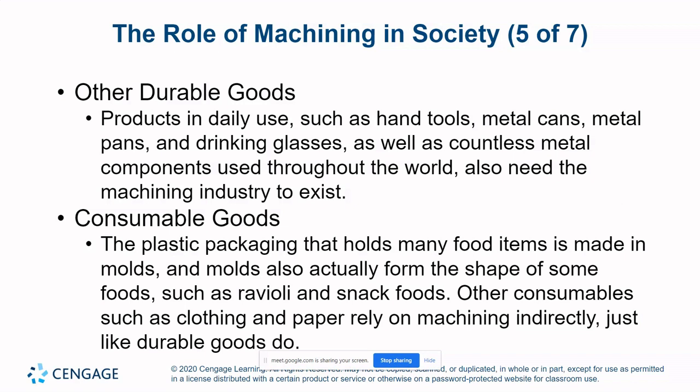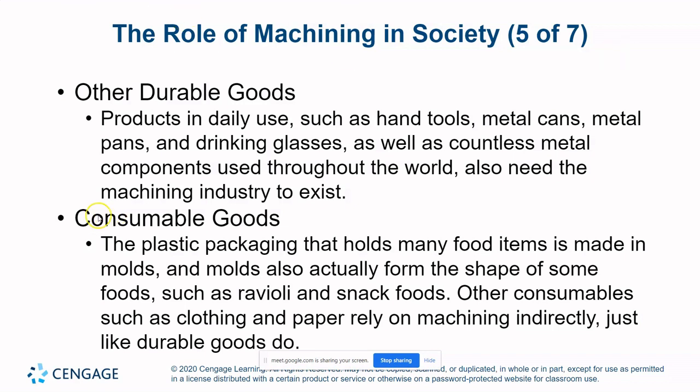Other durable goods, products in daily use, such as hand tools, metal cans, metal pans, and drinking glasses, as well as countless metal components used throughout the world, also need the machining industry to exist. Some consumable goods, the plastic packaging that holds many food items is made in molds, and molds also actually form the shape of some foods, such as ravioli and snack foods. Other consumables, such as clothing and paper, rely on machining indirectly, just like durable goods do.